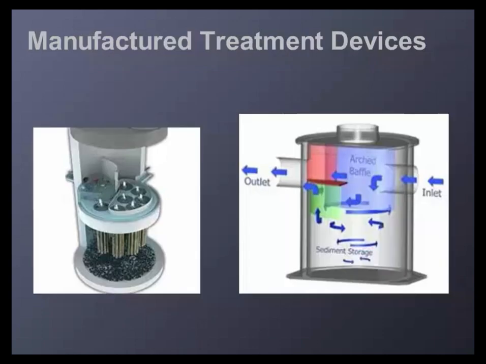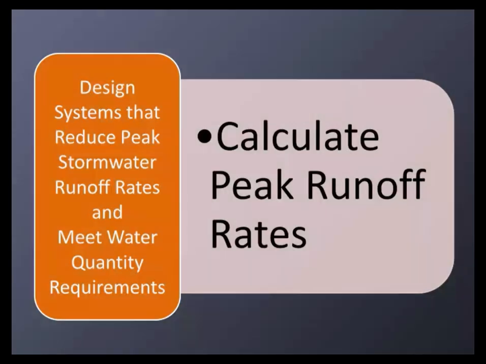Manufactured treatment devices, or MTDs, can be used to remove TSS from stormwater runoff, but these systems must first be verified by NJCAT, or New Jersey Corporation for Advanced Technology, and second, certified by NJDEP. These systems that have been verified and certified can be found on this website. The third objective is to design systems that reduce peak stormwater runoff rates and meet water quantity requirements. This involves the calculation of peak runoff rates. We'll provide guidance for this shortly.